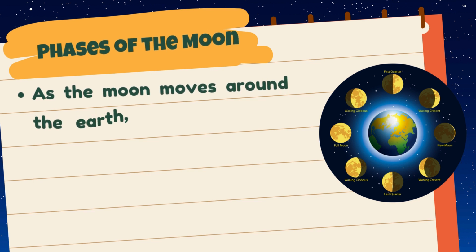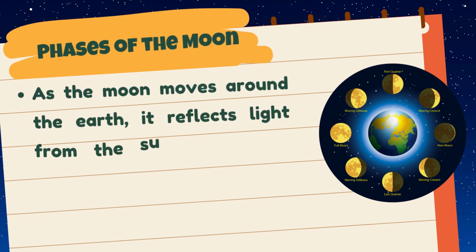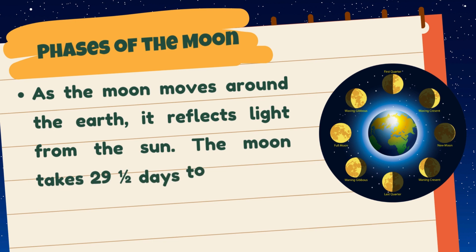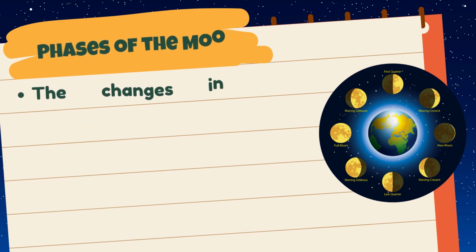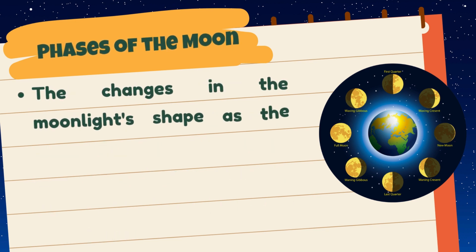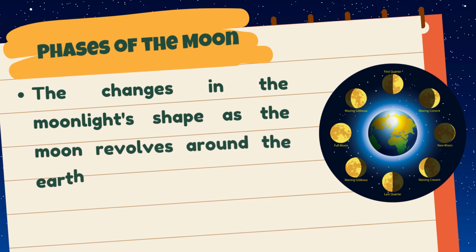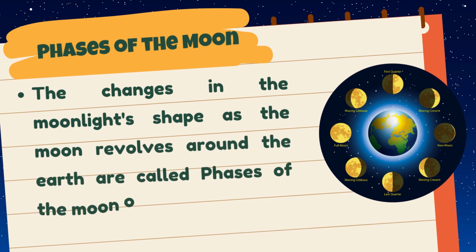All right. As the moon moves around the Earth, it reflects light from the sun. The moon takes 29 and a half days to complete one cycle. This period is called a month. The changes in the moon's or the moonlight's shape as the moon revolves around the Earth are called phases of the moon or lunar phases.